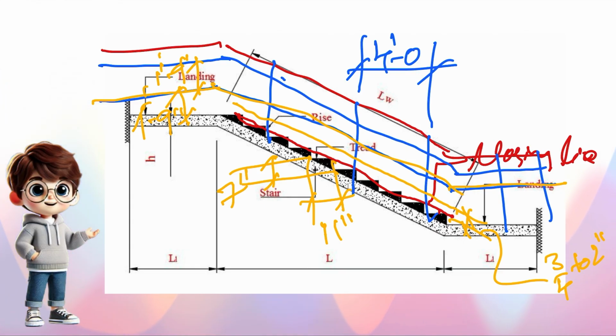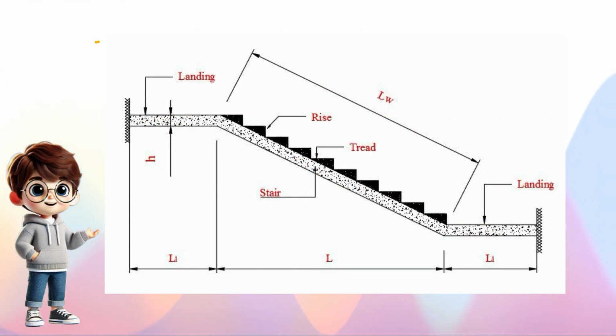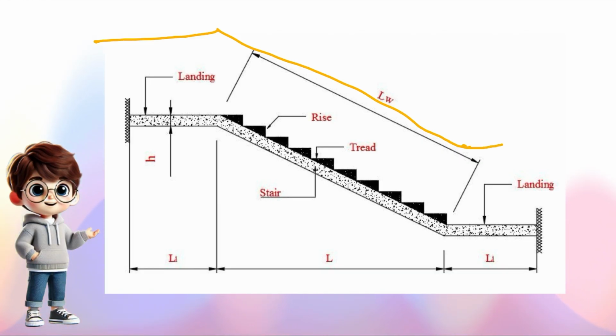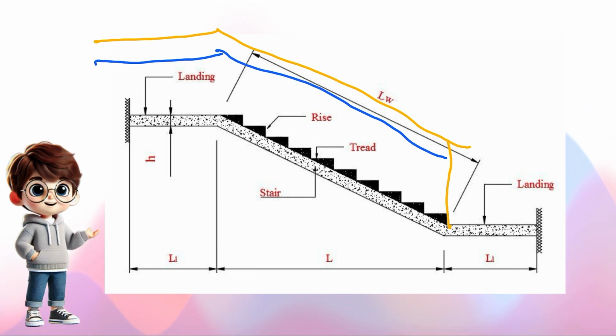And now let's say this will be the guardrail. And then this will be the handrail. This will be the last nosing point, right? Then the handrail will be extending a little bit.